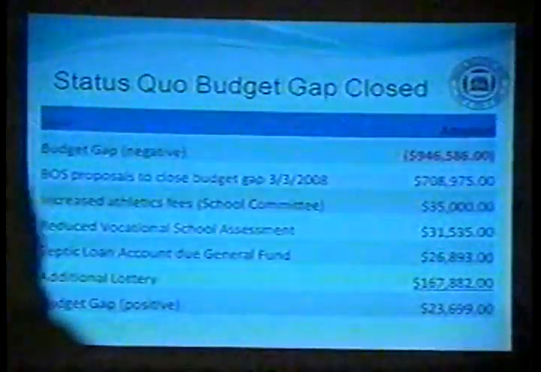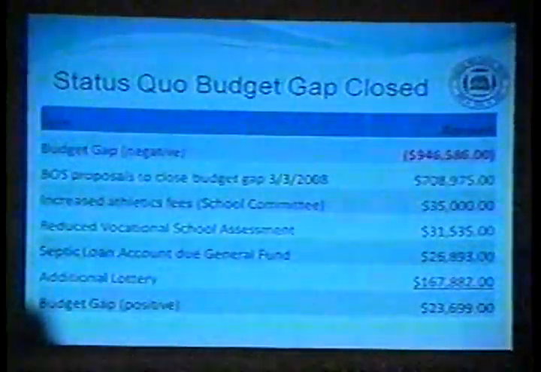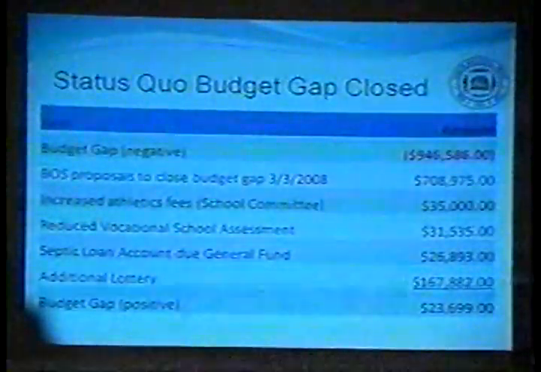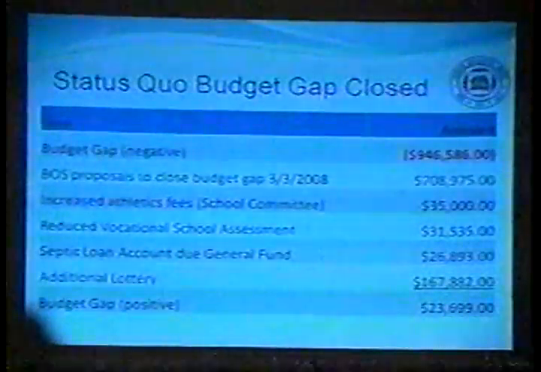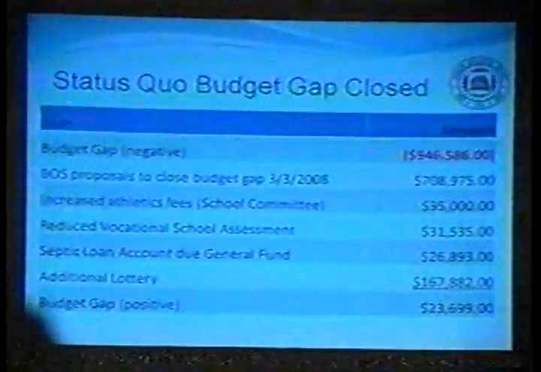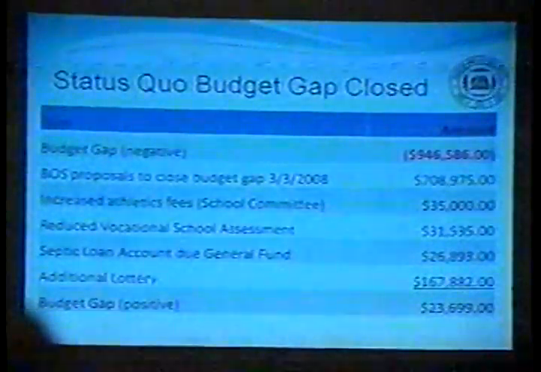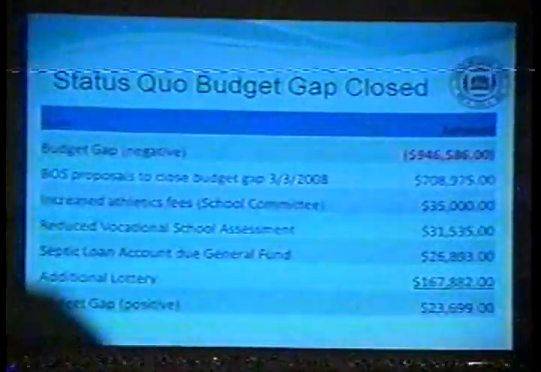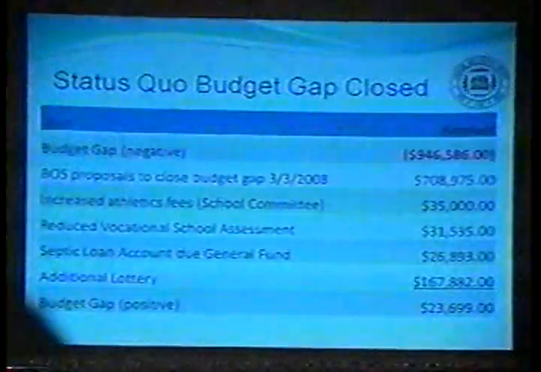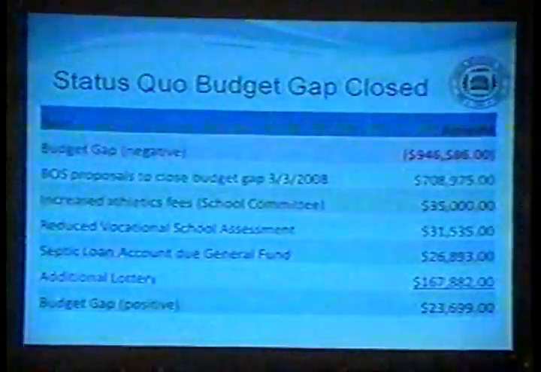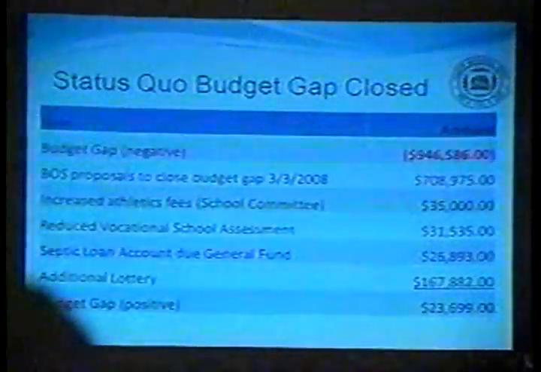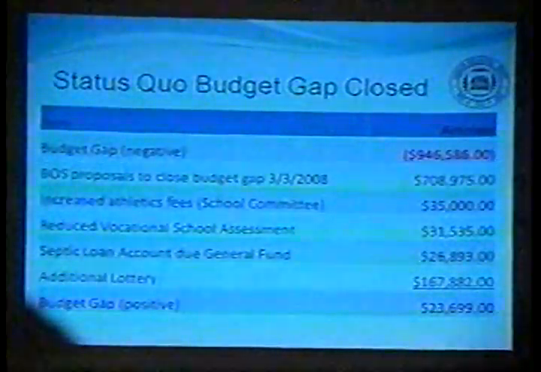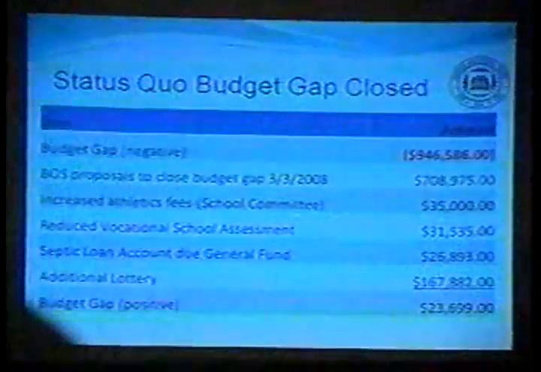Anyway, as a result of efforts, the lottery money, which was cut in the governor's budget, predicated on the casino bill passing, being restored, the legislature has restored that money to last year's number, and that came up with an additional $167,882 in our budget, helping to close the gap. When you put all this together, we ended up closing the status quo budget and having about $23,699 left. So we then started to work on the school department's Phase 1, Phase 2, and Phase 3 priorities.